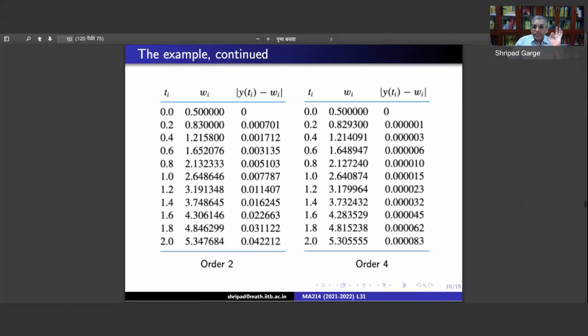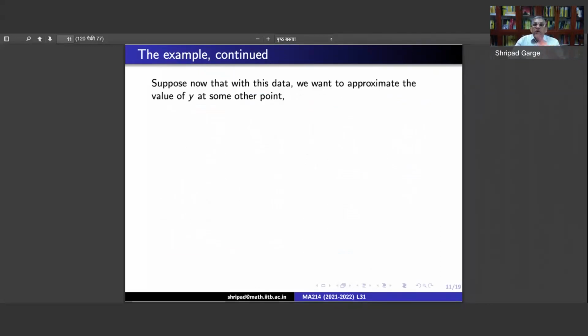Let's just go and check the errors. At 1.2, we are going to use order 4. The error at 1.2 is 0.000023, and at 1.4 it is 0.000032. These are the two errors. And we want to compute the value at 1.25. So we have to use some interpolation. There is no other way.